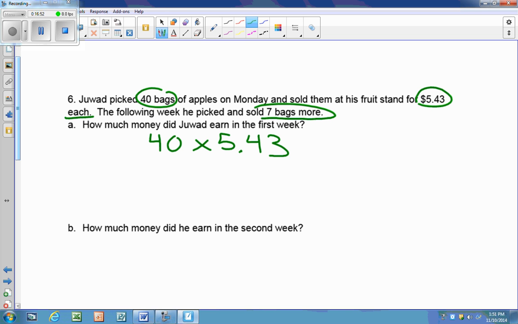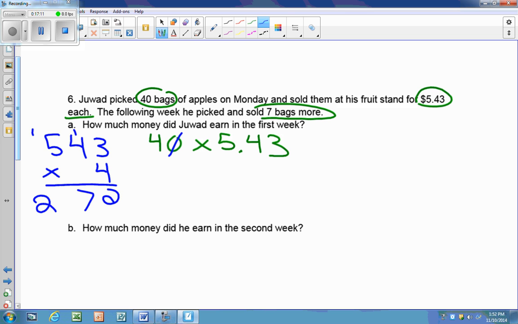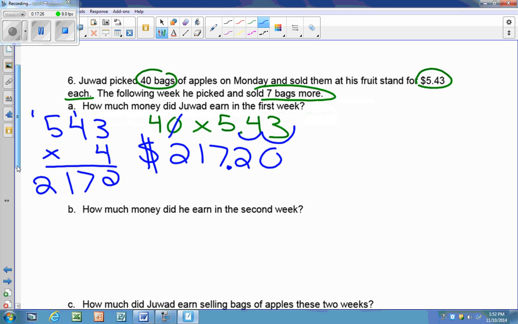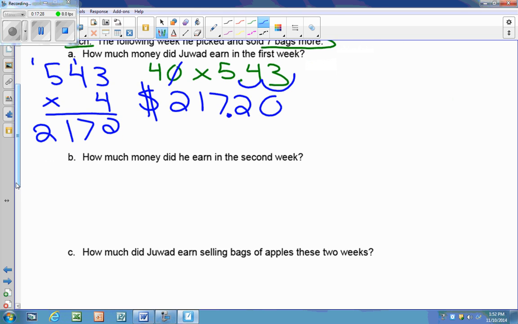So I'm going to multiply. It is a lot easier to ignore the 0. We've talked about that. And just do $5.43 times 4. So we're going to take this over here. And we're going to put this down and put our 0 back in. And we have to remember that we jumped 2 spots, so we have to jump 2 spots. And he was at $217.20.